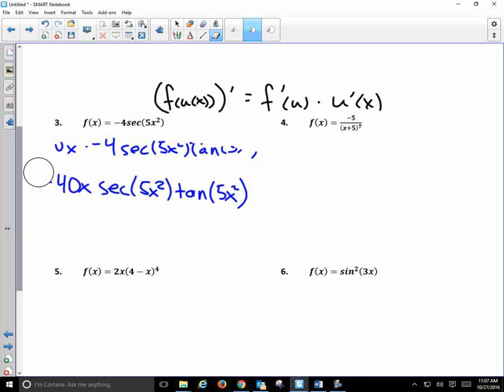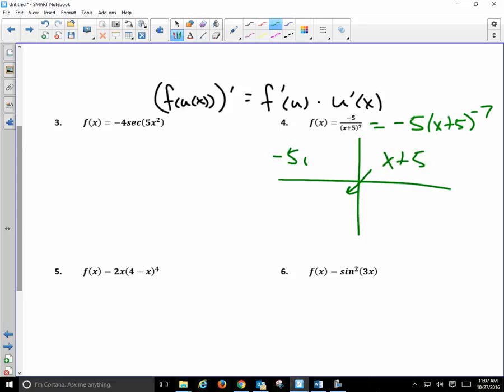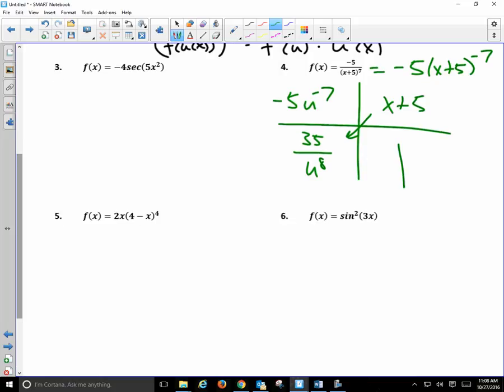So let's try number 4. For number 4, I will write the boxes, and I'm going to rewrite this problem as negative 5 times, instead of divided by, I'm going to write times, x plus 5 to the negative 7th. I set up the boxes. What's the inside? x plus 5. The outside: derivative of negative 5 u to the negative 7th is 35 over u to the 8th. Derivative of x plus 5, 1. That's awesome. So I get f prime of x is equal to 35 over x plus 5 to the 8th power.